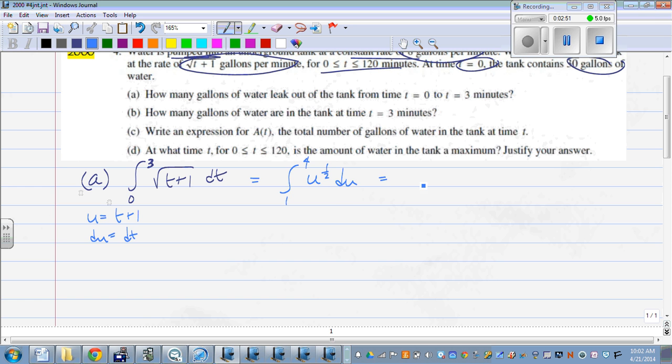What's the antiderivative of u to the 1/2? Two-thirds u to the 3/2, right? Add 1 to the exponent, then multiply by the reciprocal of the new exponent, or divide by the exponent. And we're evaluating this from 1 to 4. So I'm going to leave that 2/3 out in front. We get 2/3 times 4 to the 3/2 minus 1 to the 3/2.